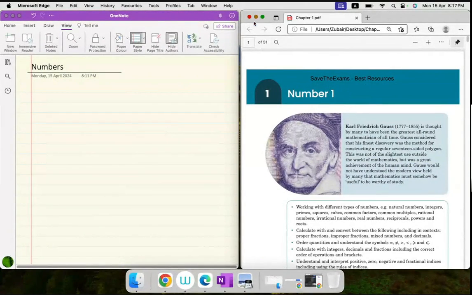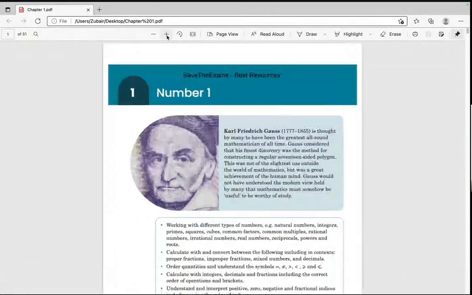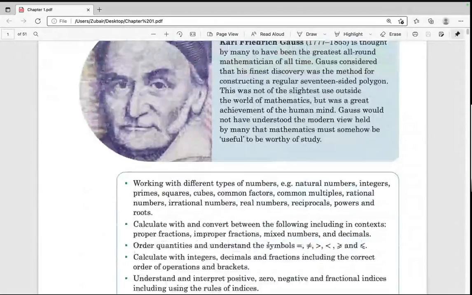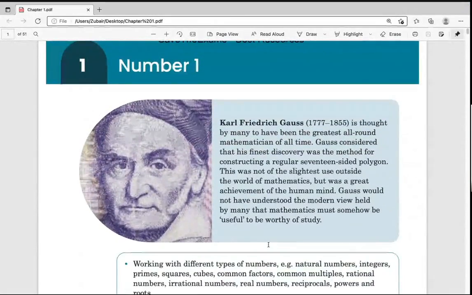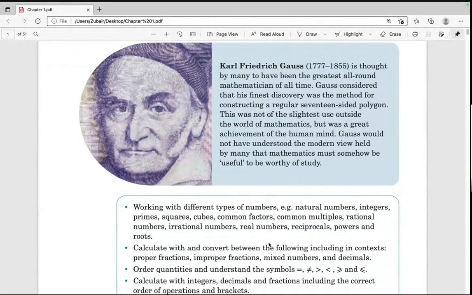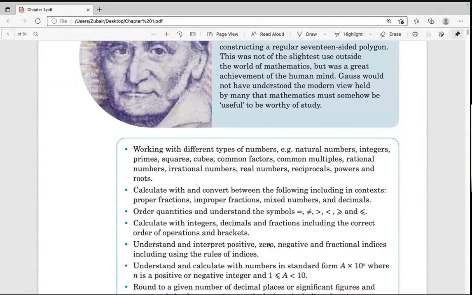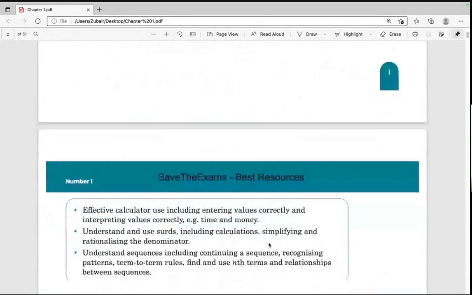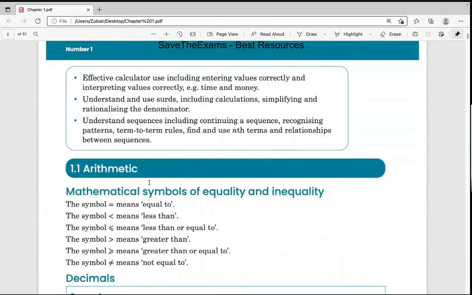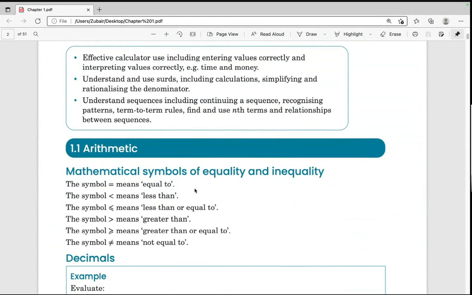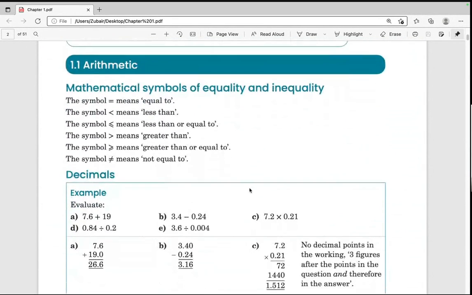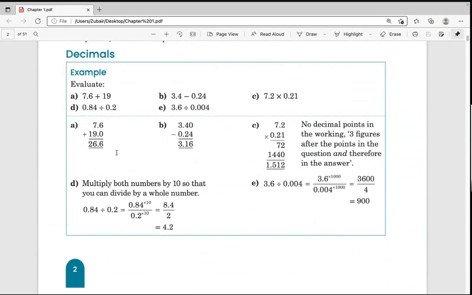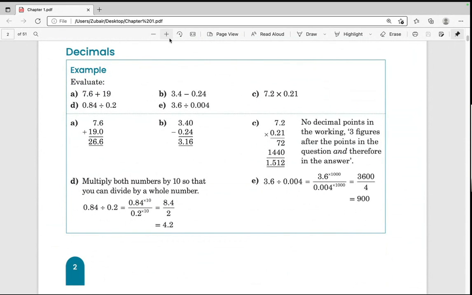And this is your chapter one. Let's quickly hover over it and we'll discuss what we need to and jump to the exercises. Numbers are of different types. We know what we would be talking about: even, odd, prime, integers, decimals, fractions, whatsoever. Arithmetics, mathematical symbols of equality, inequality, greater than, lesser than, equal to, not equal to. Let's work out some examples.